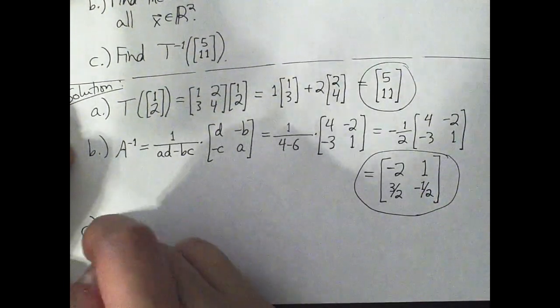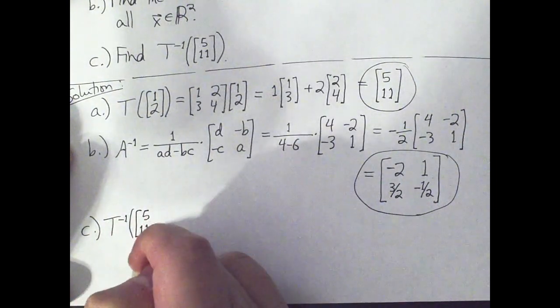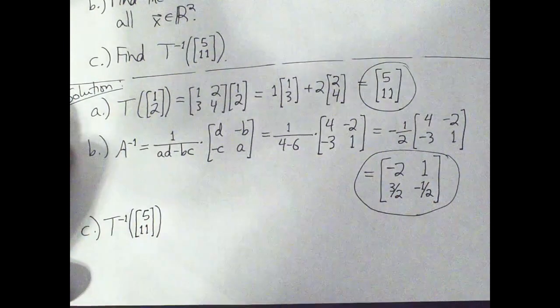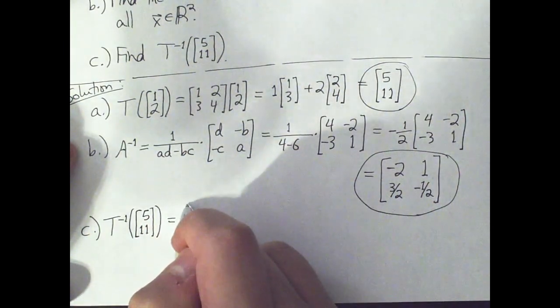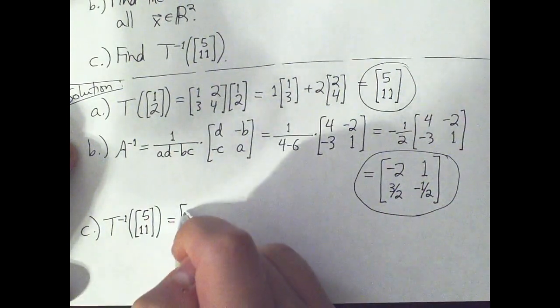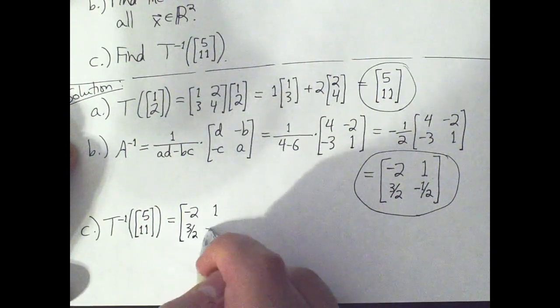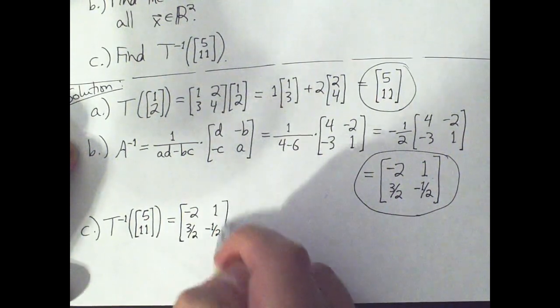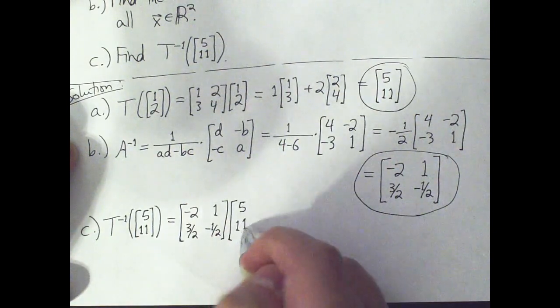Part C wants us to find T inverse of 5, 11. Hey, 5, 11 sounds familiar. That's the answer that we got to part A. That's not just a coincidence. I set that up on purpose. To find T inverse, we take A inverse, which we just found. We take A inverse and multiply it by the given vector 5, 11.